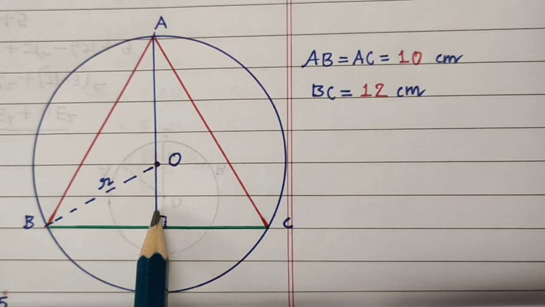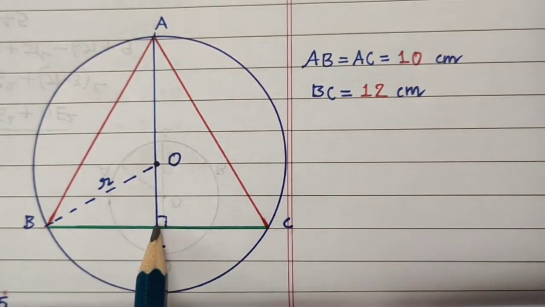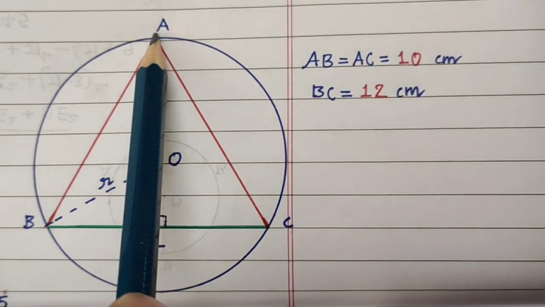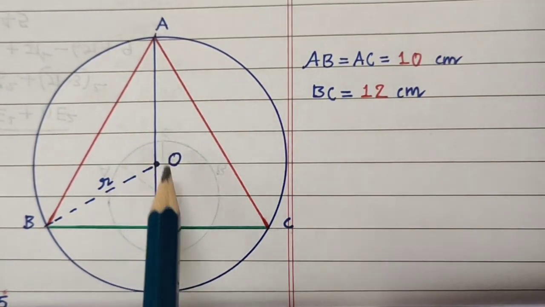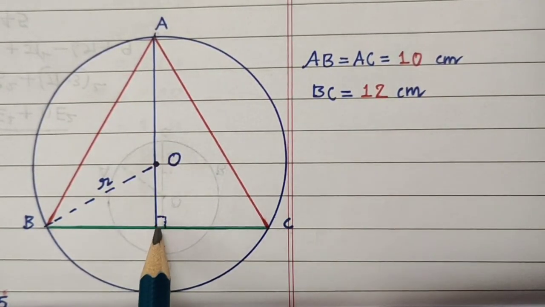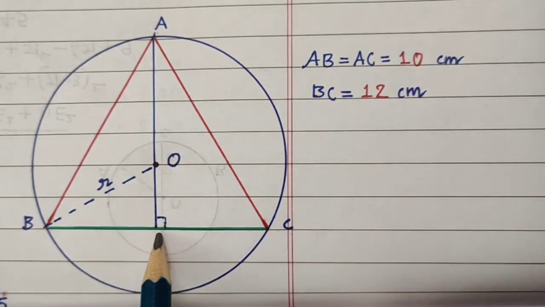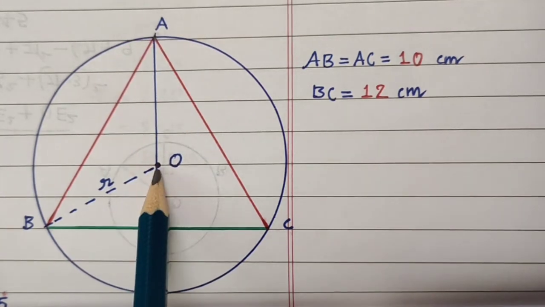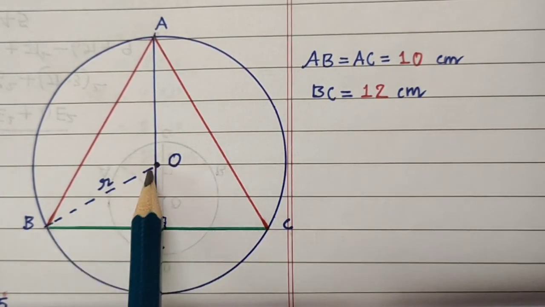This total length AL is 8 centimeters, but OA is a radius of the circle. We know that AL, as we just found, is equal to 8 centimeters. 8 centimeters minus this radius will give this length. Once we know this and this, we can find R.